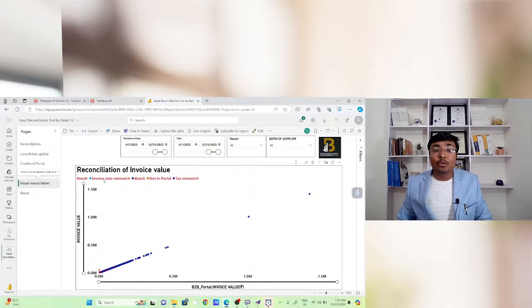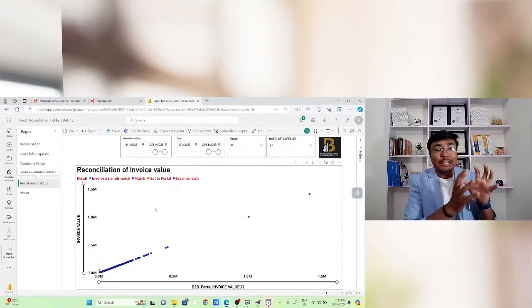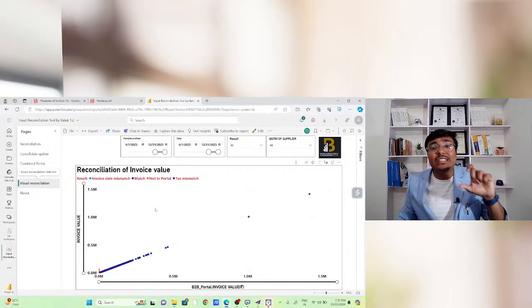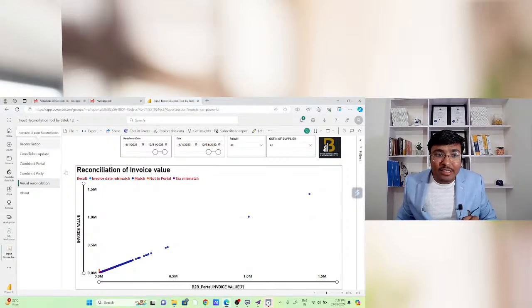If there is light blue, in that case invoice date mismatch. If there is red, in that case not in portal, so that you can easily identify in a particular specific period how much amount of invoices have certain problems, so that you can easily identify the data input of that particular client. Okay, that is the point. So this is the functionality of this tool.